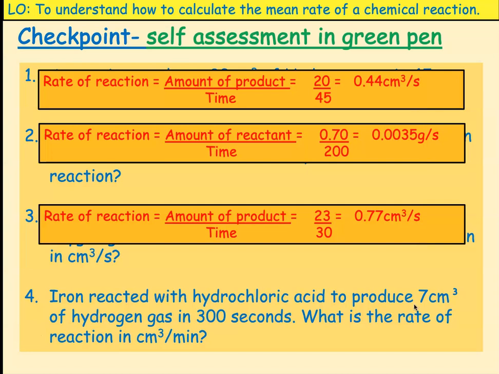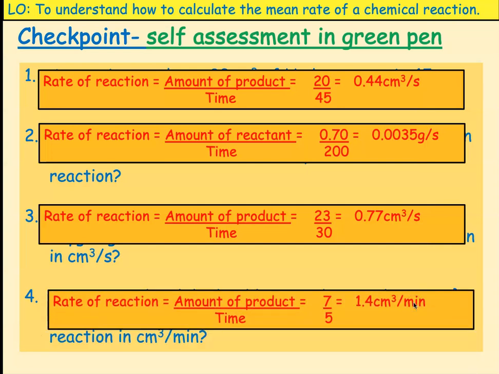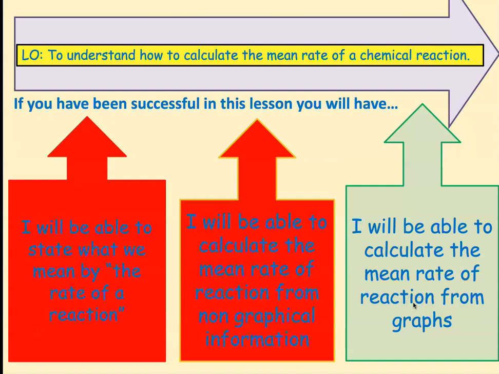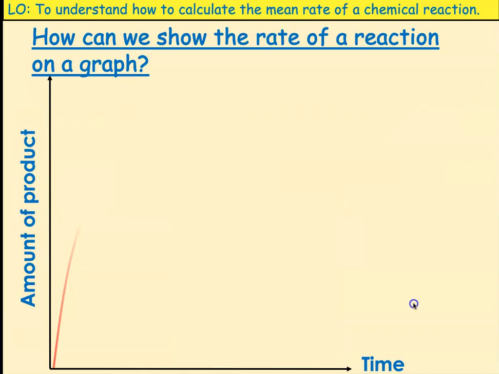Iron reacted with hydrochloric acid to produce 7 centimetres cubed of hydrogen gas in 300 seconds. What is the rate of reaction in centimetres cubed per minute? So we need to convert 300 seconds to minutes, and that is 300 divided by 60 gives us 5 minutes. So it's 7 divided by 5 gives us 1.4 centimetres cubed per minute. Hopefully you are very successful doing that and you've passed the second success criteria.